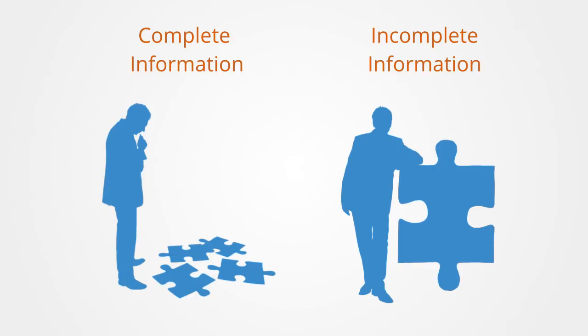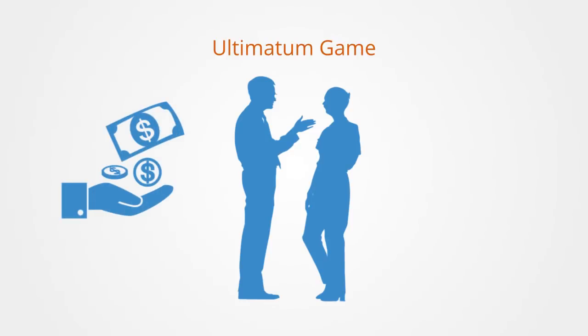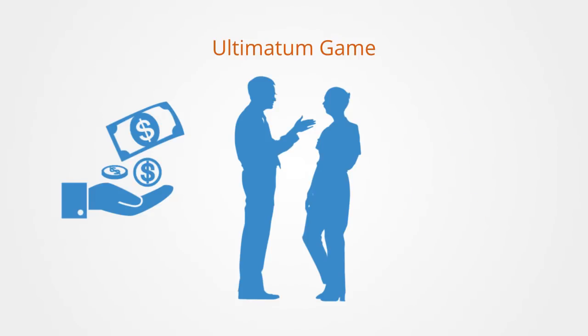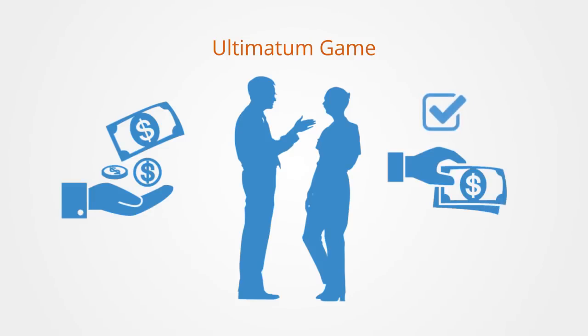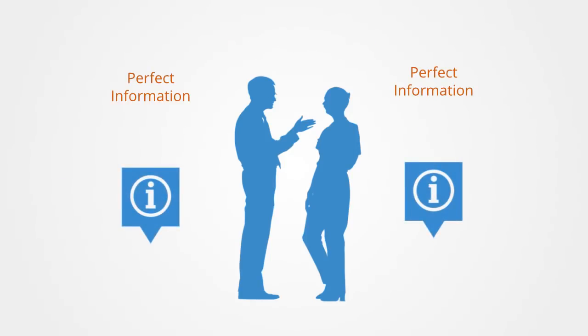An example of a game of perfect information would be one that is called the ultimatum game. In this game, one player receives a sum of money and proposes how to divide the sum with the other player involved. The second player chooses to either accept or reject this proposal. If the second player accepts, the money is split according to the proposal. If the second player rejects, neither player receives any money. In this game, all information is available to all players.